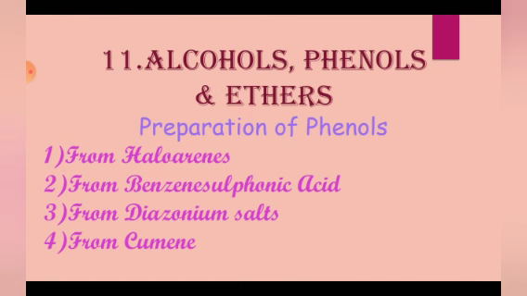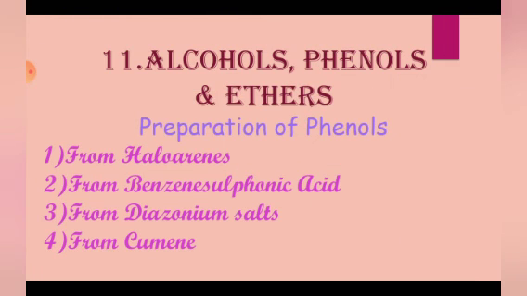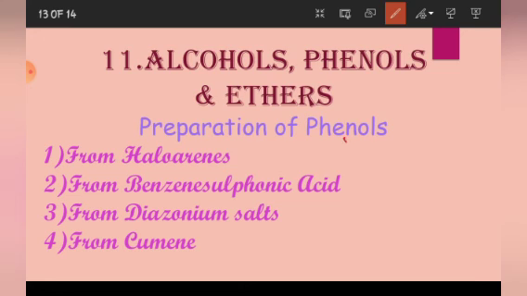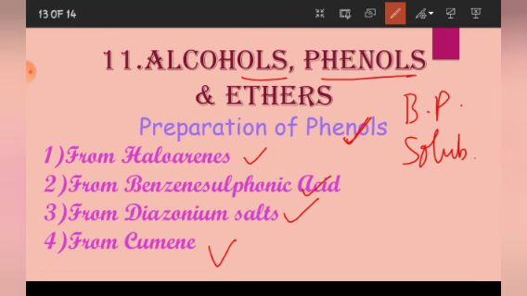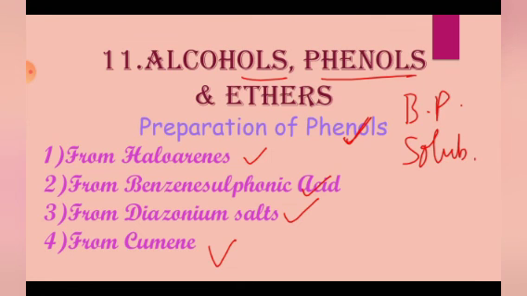So what did we start with? We started with preparation of phenols. And we have seen 4 methods: from haloarenes, from benzene sulfonic acid, from diazonium salts and from cumene. And then we discussed the physical properties of alcohols and phenols both, in which we discussed 2 properties, boiling point and solubility. Right? I hope all these things are clear to you now.